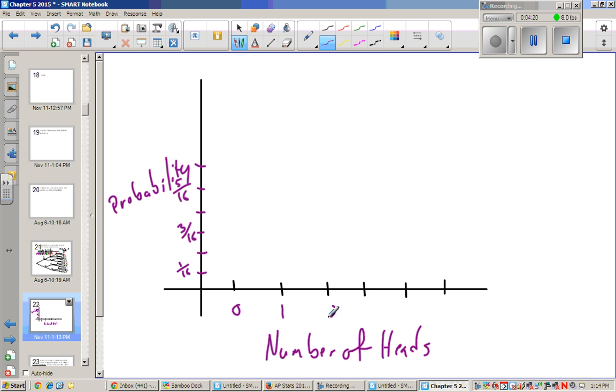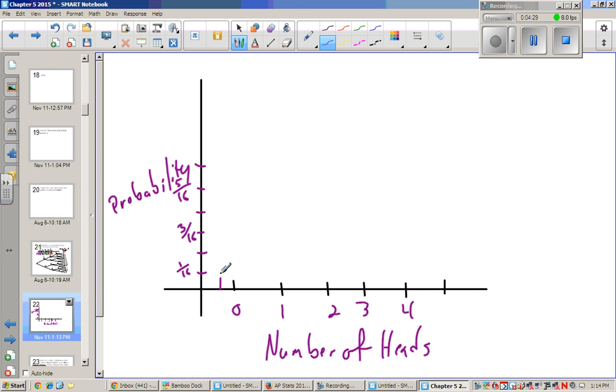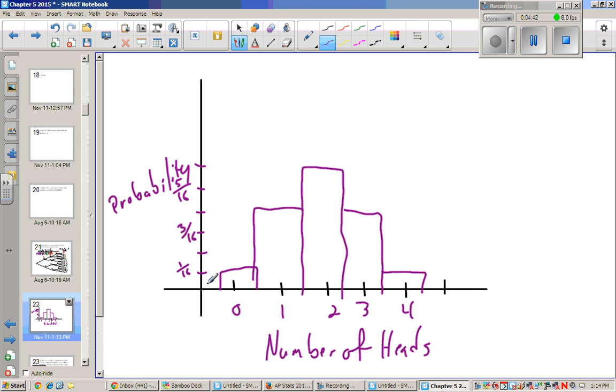All right, so now we lay this down. And we have 1, 4, 6, 4, 1. All right. So we could fill it in, color it, but that's good enough for now.